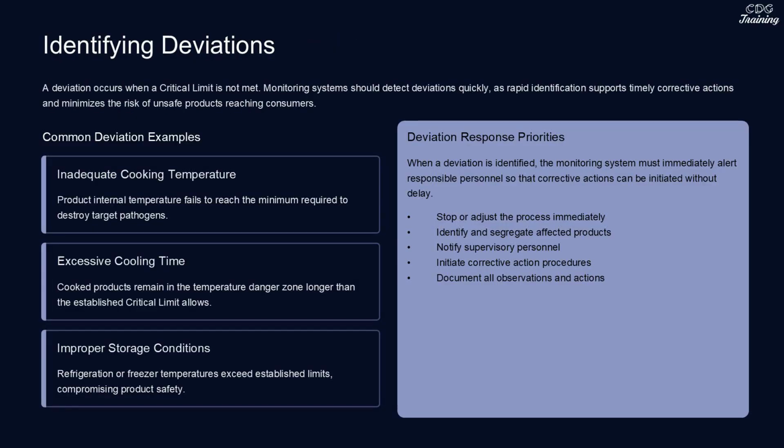A deviation occurs when a critical limit is not met. Monitoring systems should detect deviations quickly, as rapid identification supports timely corrective actions and minimizes the risk of unsafe products reaching consumers.